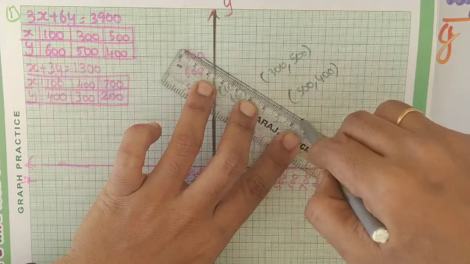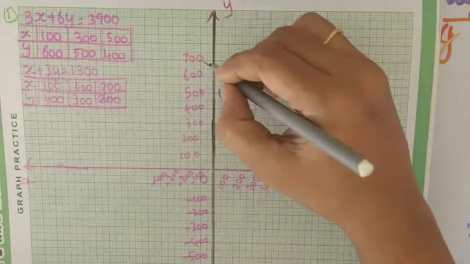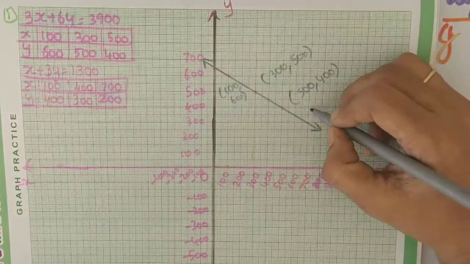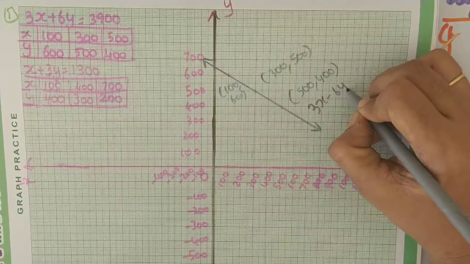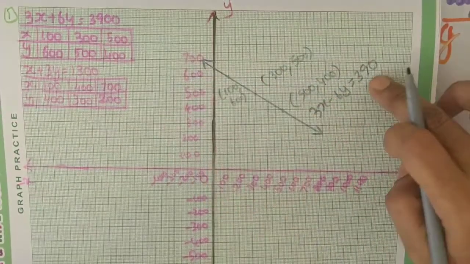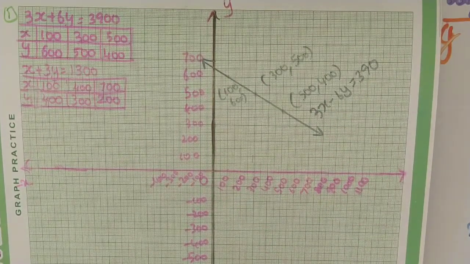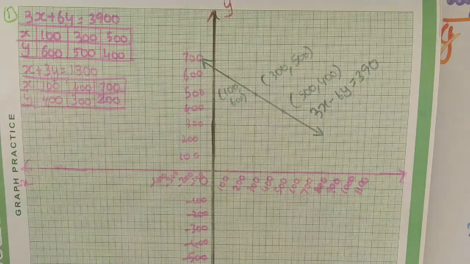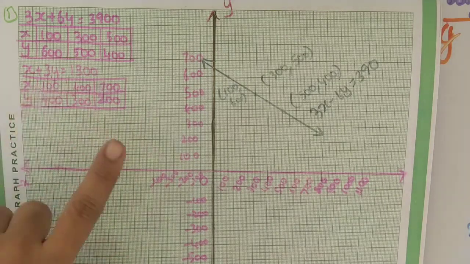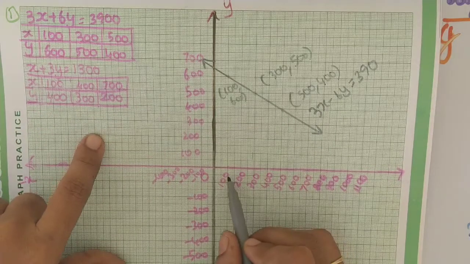Do you know what this line is? This line represents the first equation 3x plus 6y is equal to 3900. And these ordered pairs are the points on the line representing the first equation. Okay? This line extends in both sides. We can substitute any value of x and we can find y. Okay? Now we can take the ordered pairs of the second equation.